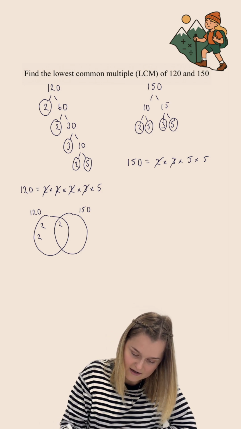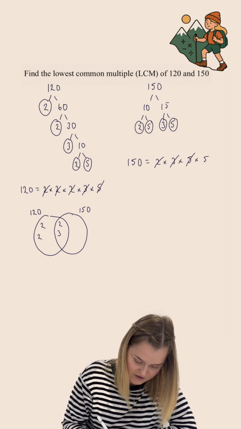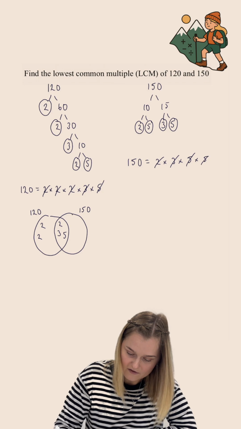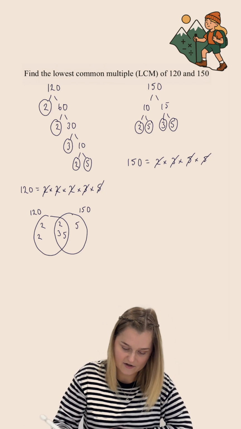I then have a 3 in both of these, which goes in the middle, and a 5 in both of these, which goes in the middle. And then I have one final 5 in the 150 prime factorisation that goes in that circle.